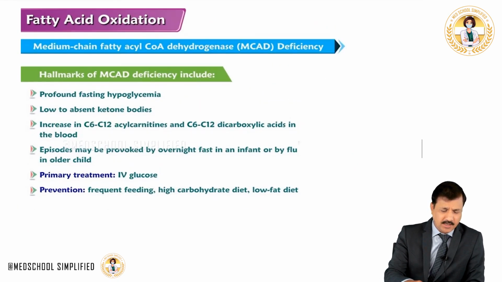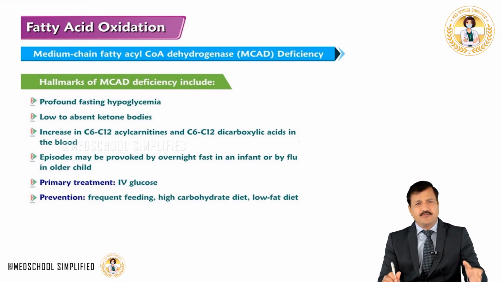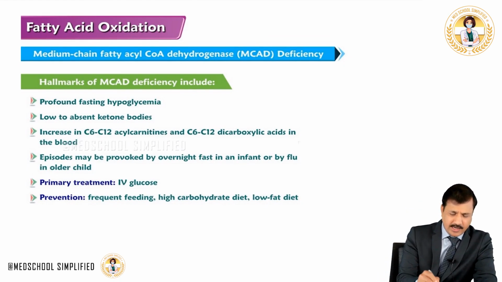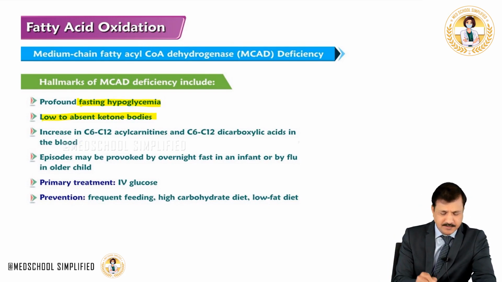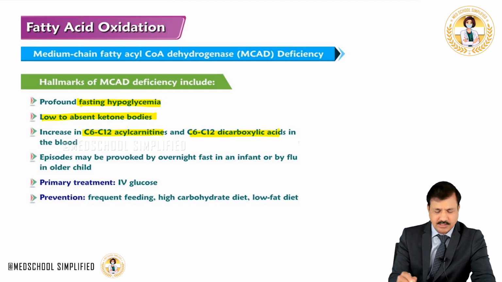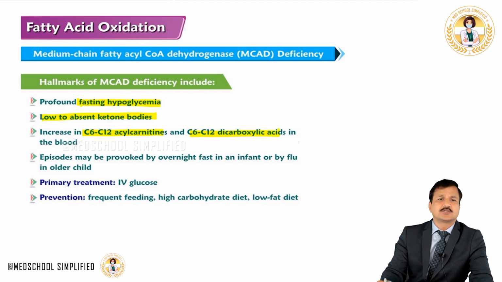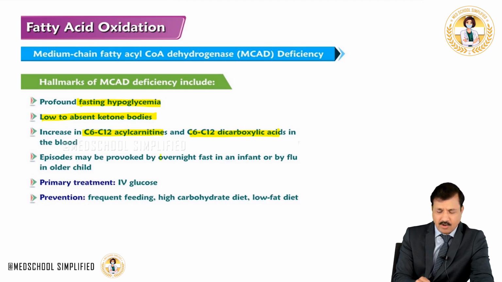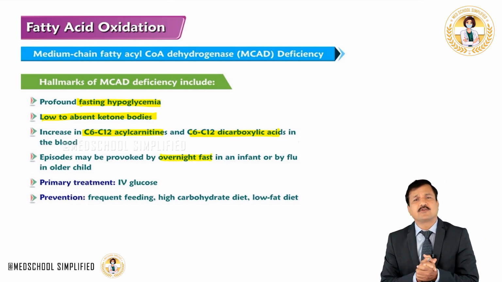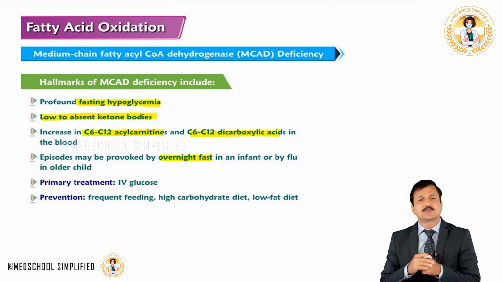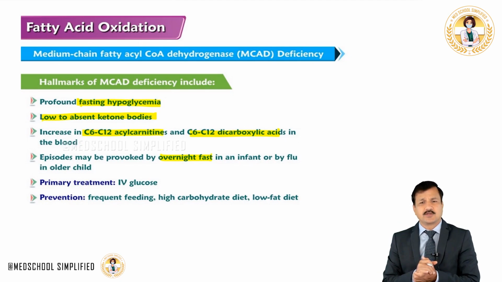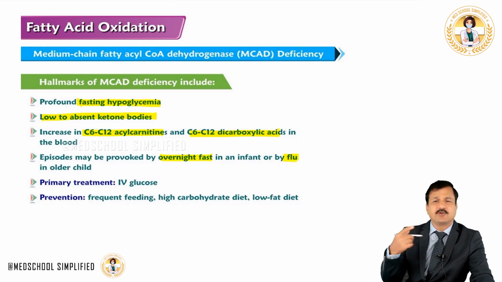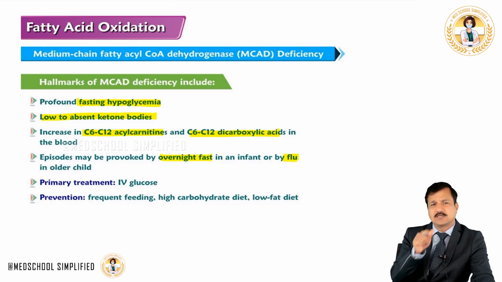Now, what is the hallmark of MCAT deficiency? The hallmark of MCAT deficiency is profound hypoglycemia. The patient will show low or absent ketone bodies. There will be an increase in C6-C12 acyl-carnitines and C6-C12 dicarboxylic acids. These episodes will be provoked by overnight fast, because overnight fasting increases beta oxidation, and now beta oxidation is defective, which can lead to increased accumulation of these molecules. Or it can be any infection where beta oxidation is increased but there is a defect here.